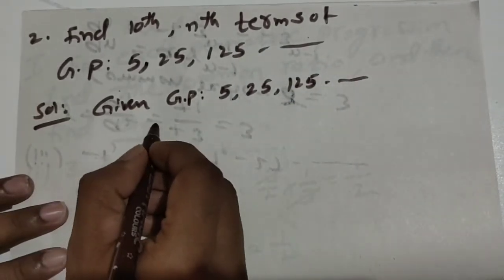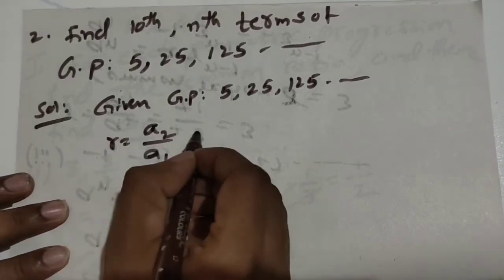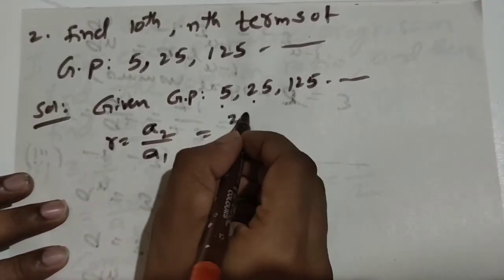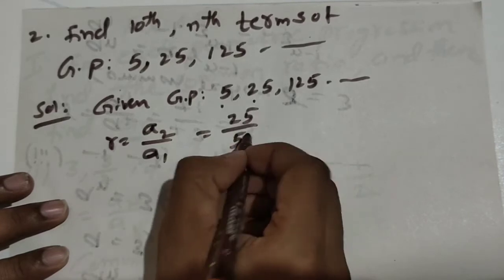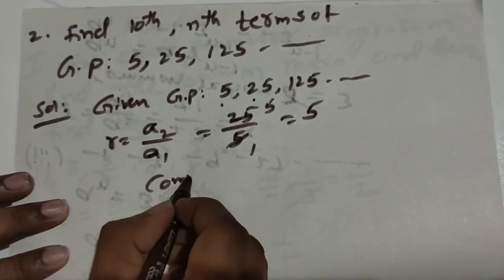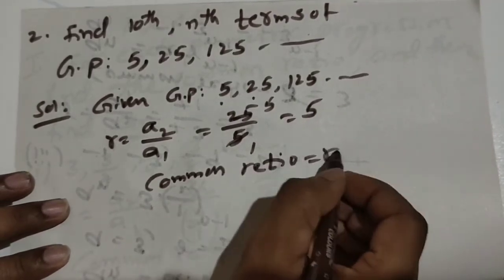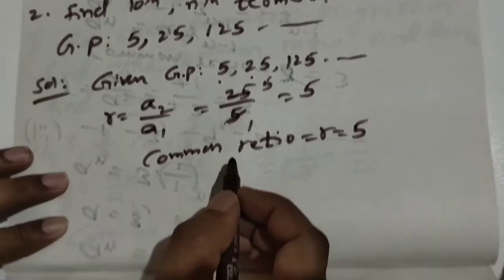Simply you can find the common ratio here: A2 by A1, that is 25 by 5. By cancellation we get 5. So the common ratio we got is R is equal to 5.